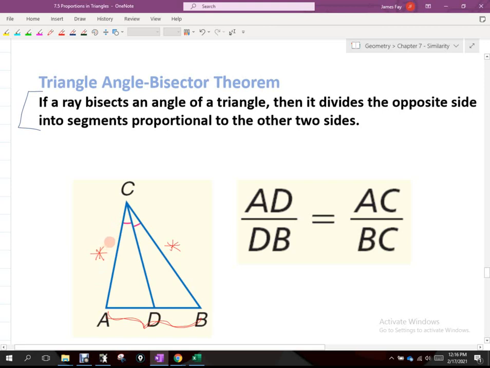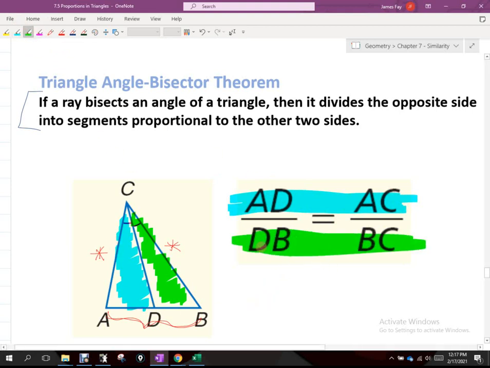Does that make sense? So basically what happens when we do this, we create these two triangles. That one there, and that one there. I'm going to look at AD compared to DB, and then AC compared to BC. And what happens when I do that is that the parts on top came from the blue triangle, and the parts on the bottom came from the green triangle.